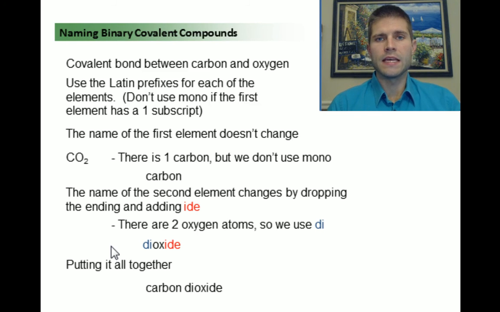You can see the same thing if it was SO3. Now, S is written first because it has the higher period number. They both have the same group number but S has the higher period number. And that would be read as sulfur trioxide. So we'll go through a whole bunch of examples of this tomorrow in class. I just wanted to show you how the rules are applied. If the first element has a subscript other than 1, you do have to put the Latin prefix. So if this was C2O2, this would be dicarbon dioxide. But since this is only 1, you drop off the mono. So we'll be talking a lot about those examples tomorrow in class.